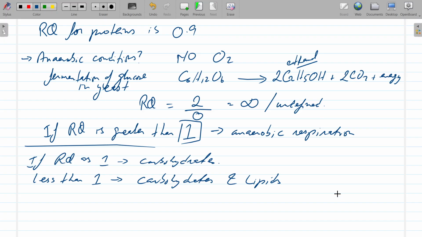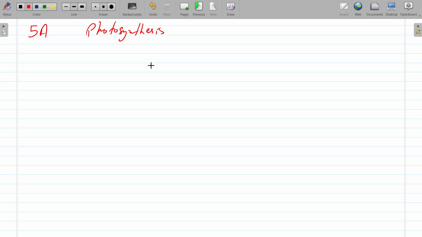Okay, now that we're done with respiration, the next chapter that we're moving on to, because we have time and we still have spirit, is chapter 5a, photosynthesis. The reason we're jumping about is because we are following the syllabus pattern given in the Cambridge specification, just so that we can align the topics. The content is a bit different here and there, so that will be highlighted if required.